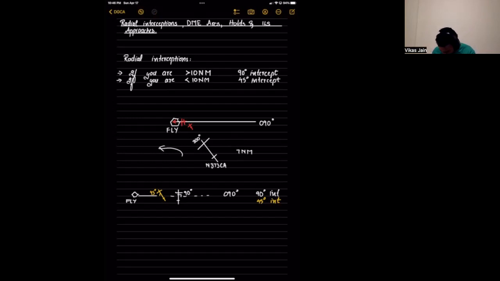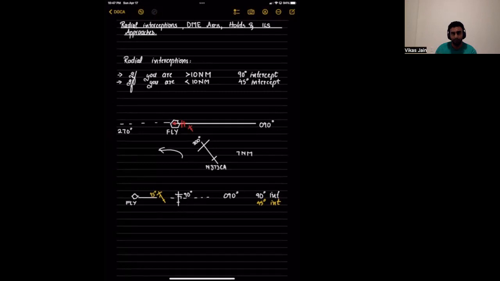Now, if I extend this radial to the opposite side, this will be 270 degrees, right? The angle between the heading and the radial will be 300 minus 270, which is 30 degrees. Now, we need a 45-degree intercept. So 270 plus 45, 270 plus 45 will be 315 degrees.